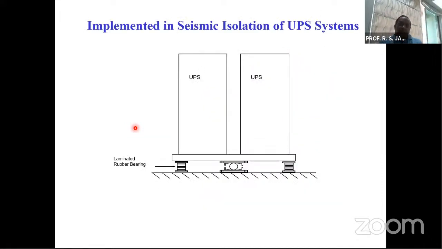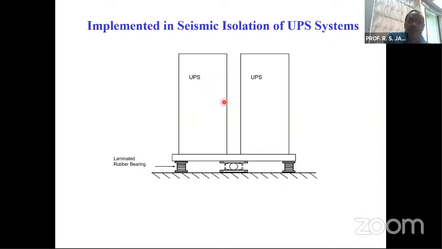Now, the purpose of this test was to use these bearings on not the nuclear structure, but some components in the nuclear structures. And what they were used for was to isolate the UPS. UPS is an important accessory in a nuclear structure where power should be continuously supplied to the nuclear structures.